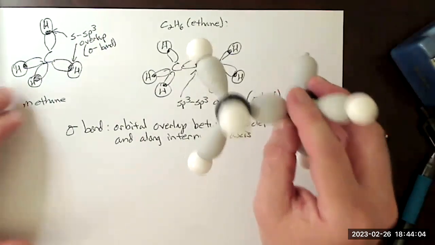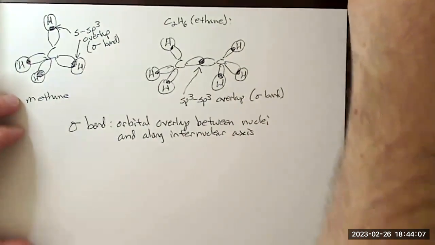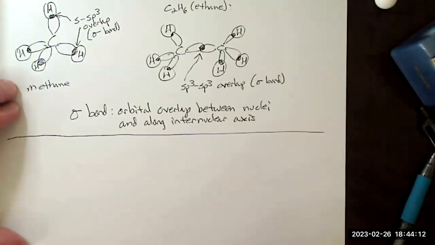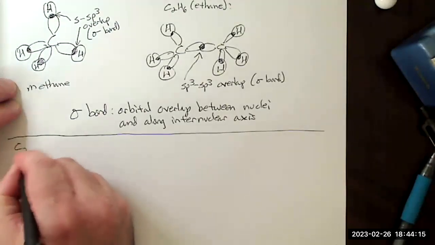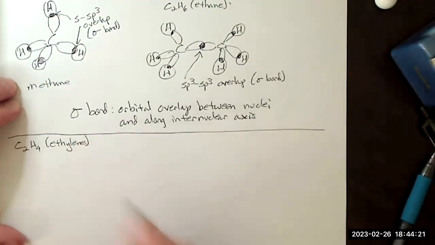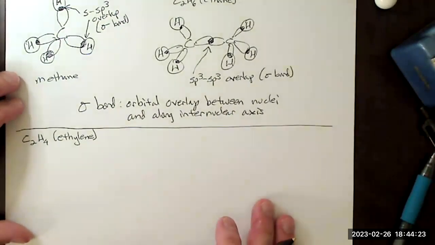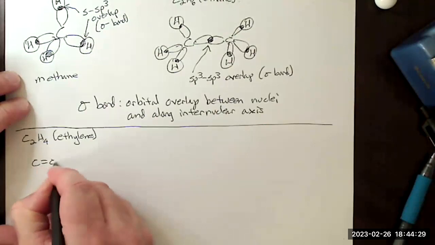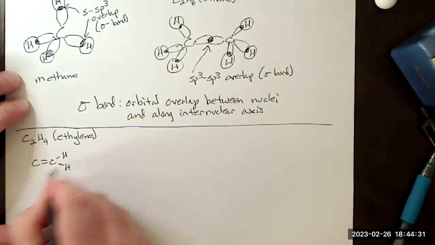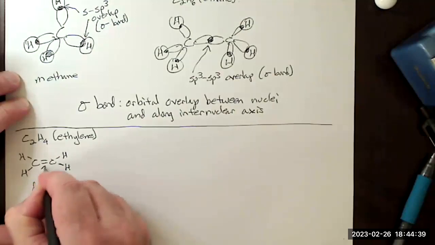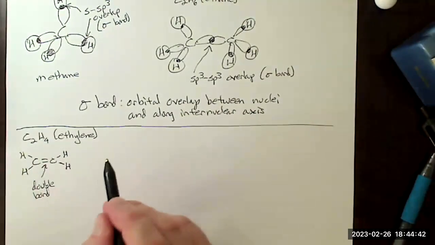Okay. Now, what if we have things that are maybe a little different? What if we had ethylene? C2H4. Now, the way that we typically draw this is like so, where the two lines in the middle indicate a double bond.